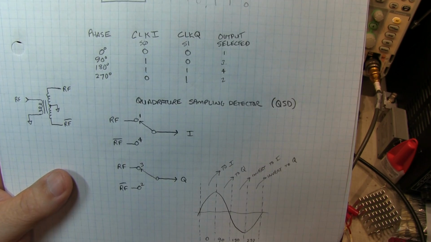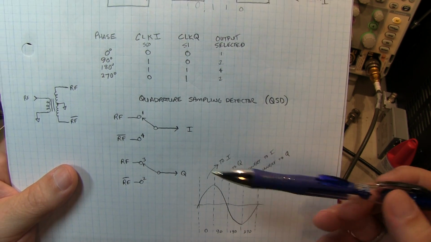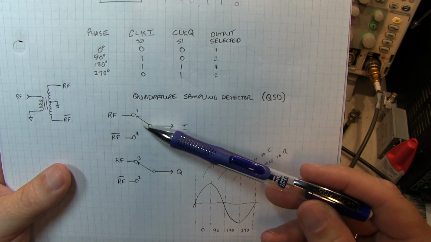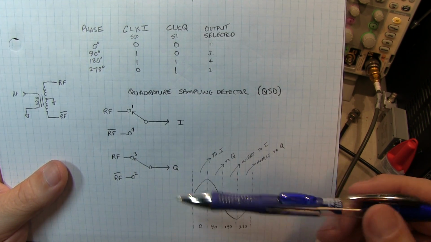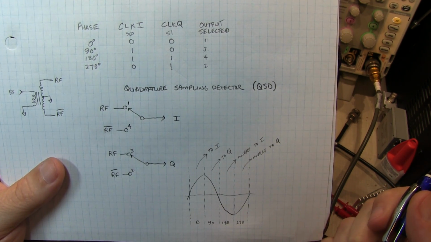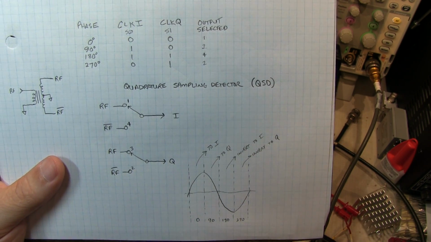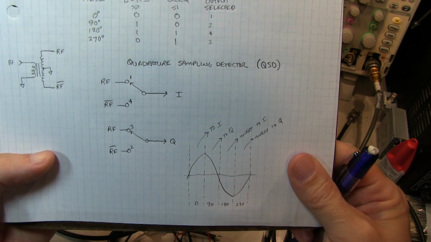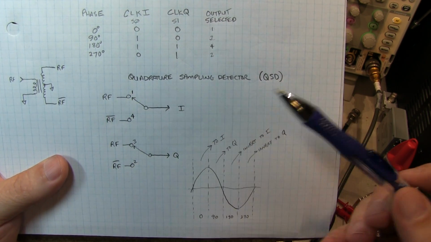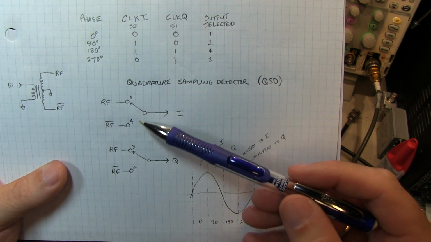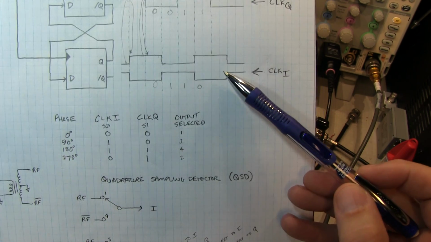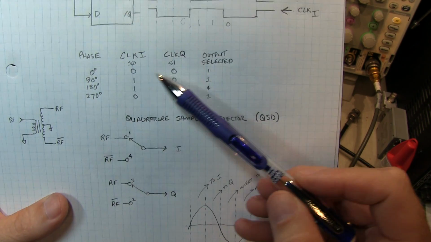Now, the original design that Dan put together for the Tayloe detector was really a switch that would switch between one of 4 outputs, like a single pole 4-throw switch that would run at 4 times the sampling clock rate. The design that's used here implements the same thing, but does it just a little bit differently. What we have is 2 single pole double throw switches, and the position of those switches is controlled by those 2 clock inputs. And they run through this process here.